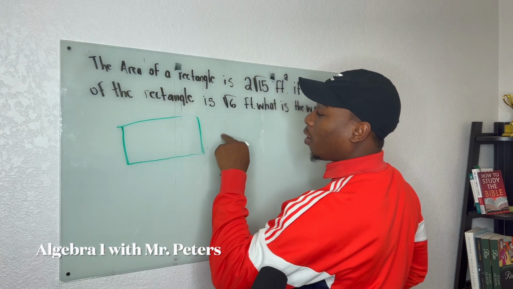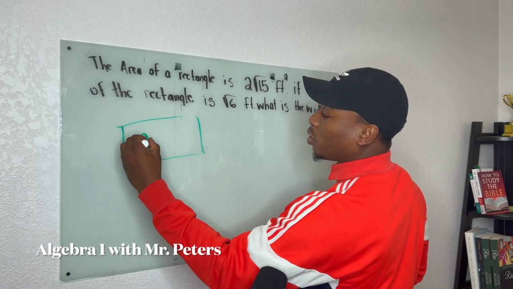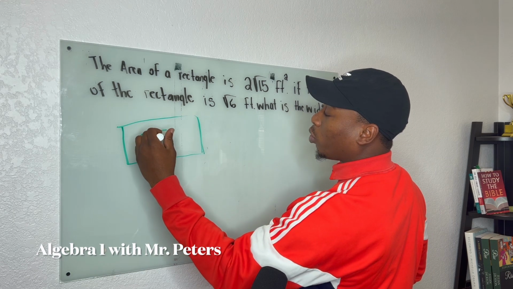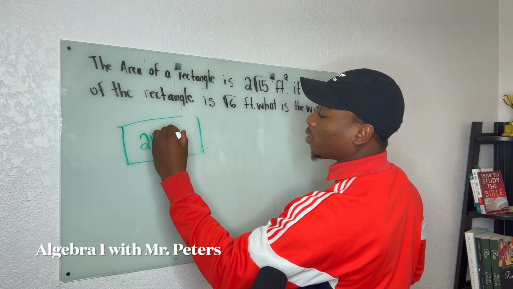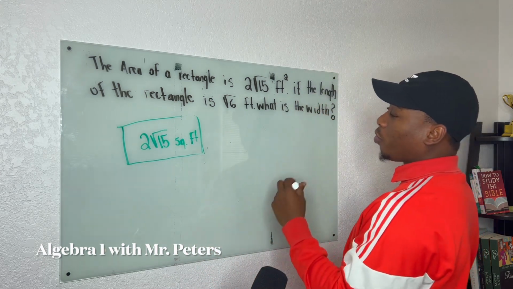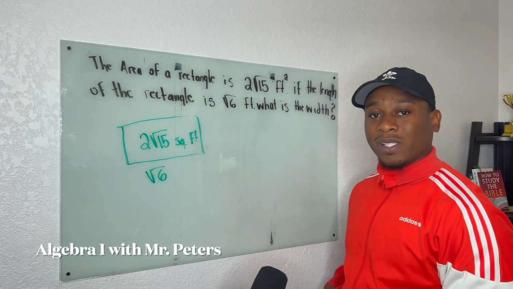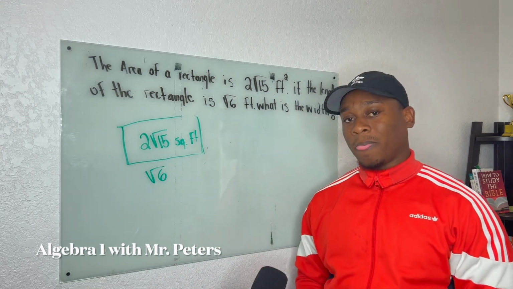That means that opposite sides are equal. So we know that once we multiply, we're going to get 2 radical 15 square feet. And we know that the length is radical 6. So how exactly are we going to solve this problem?